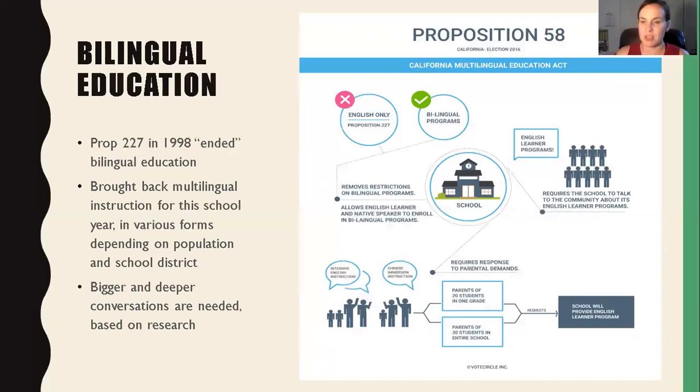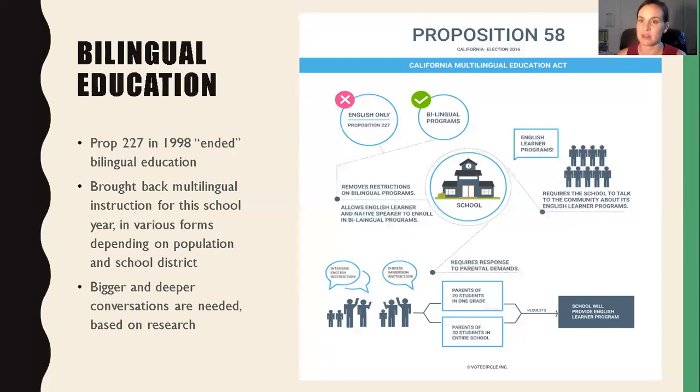So this image just kind of talks about talking to the community, finding out what their English learner programs are, removing restrictions on bilingual programs. And then I think what we've kind of learned, especially in the audios, is honoring the home language and not taking that out of the equation, building on the syntax and the grammar that you already have in one language, if you're learning it successively, or if you're learning it simultaneously, having both of those together. And this just talks about Prop 58.